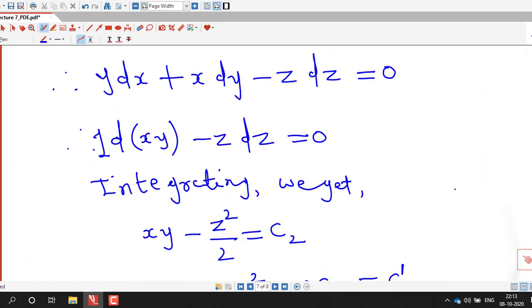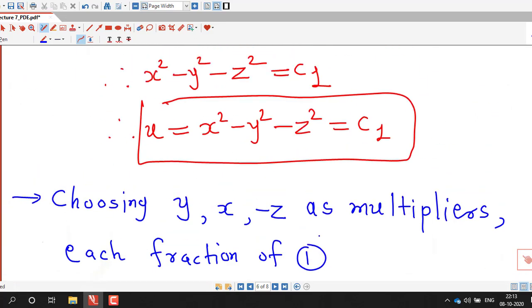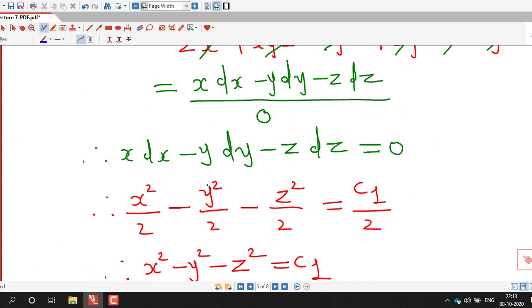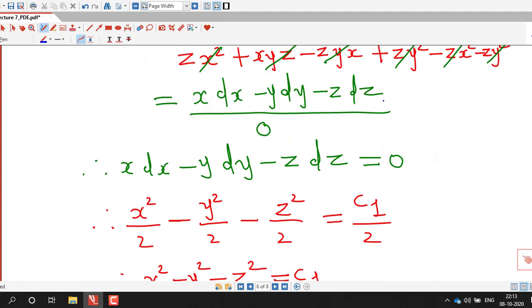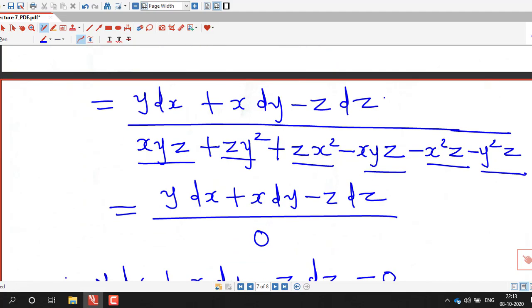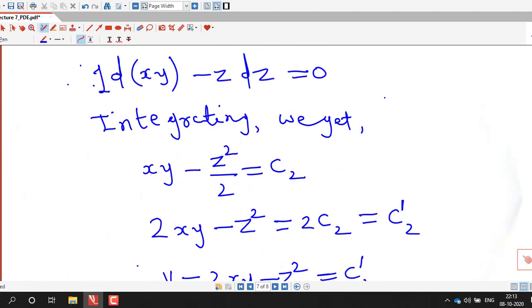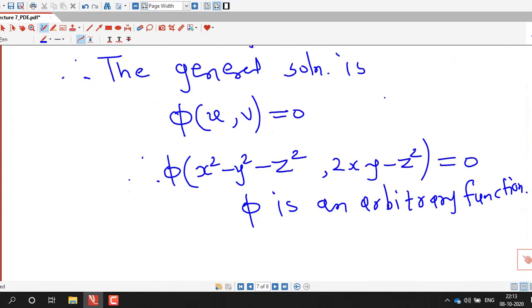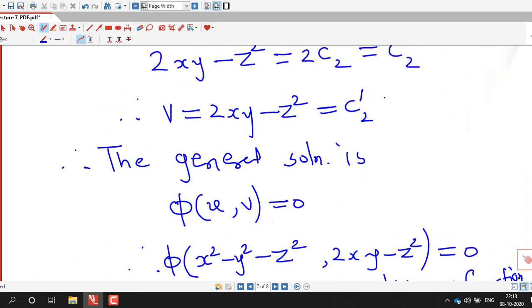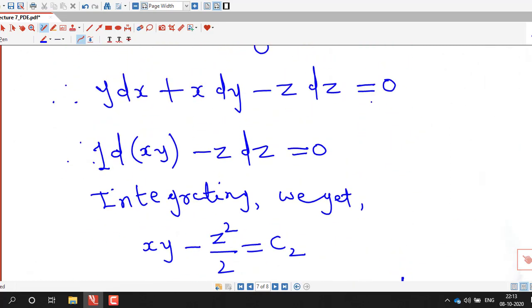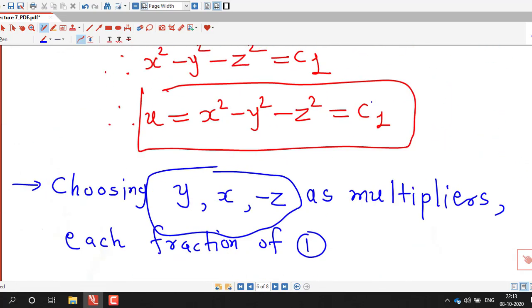So in this way, if it is possible to find appropriate multipliers such that we obtain 0 in the denominator, then it will be easy to solve the Lagrange linear or quasi-linear equation. So in this lecture we have explained how to select appropriate multipliers so that we obtain 0 in the denominator of the newly generated fraction, which we can use to find the solutions of the Lagrange auxiliary equations.